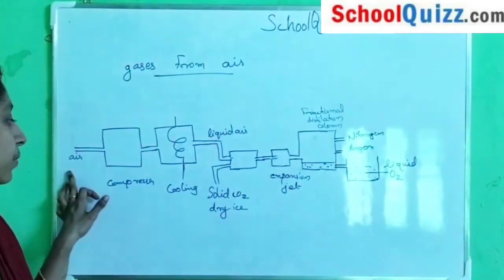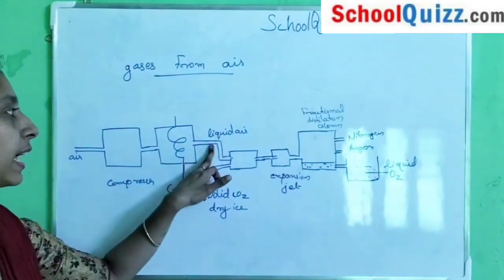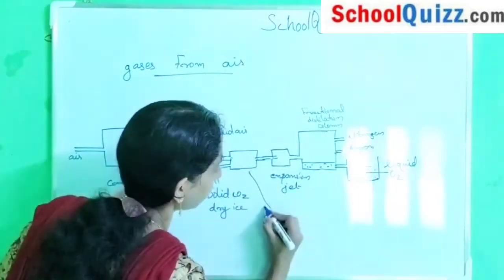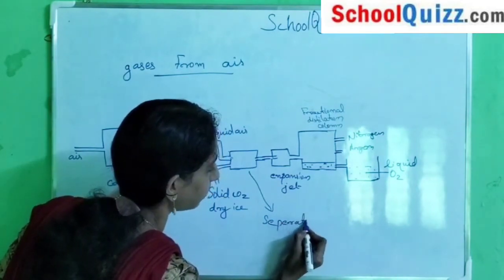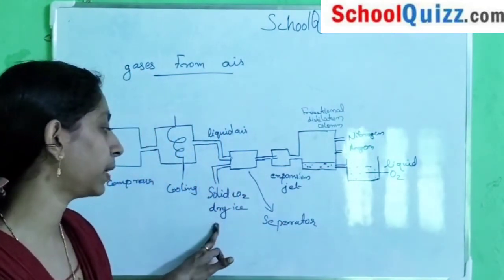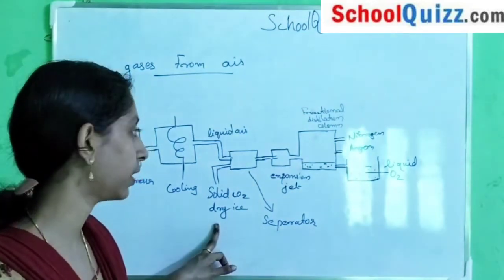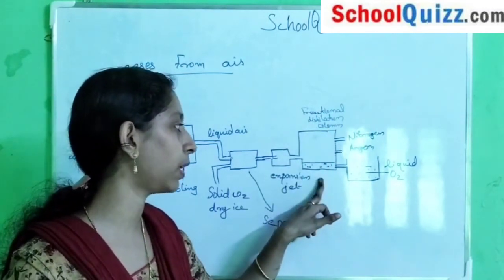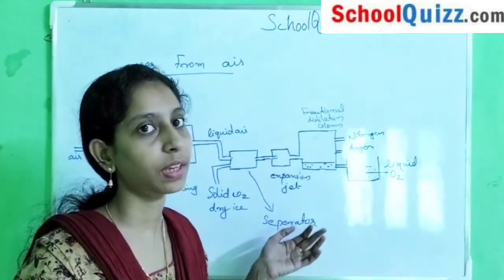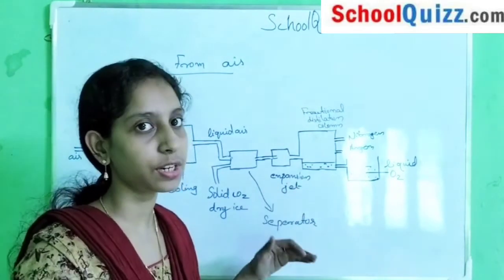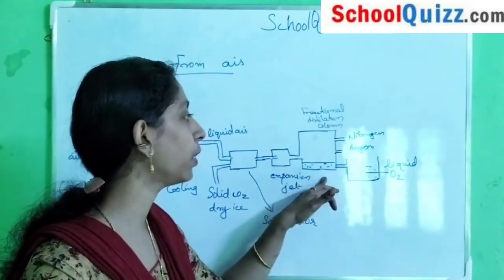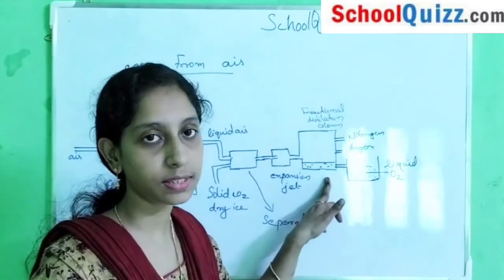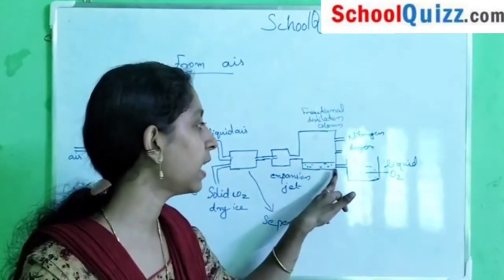What is the process? First we compress the air and cool it, and we get liquid air, which passes through a separator. Here solid carbon dioxide, that is dry ice, is separated, and the air passes through the expansion jet and the fractional distillation column. It slowly warms up, and repeated condensation and evaporation occurs. According to their boiling points we can separate the gases at different heights. Oxygen has the highest boiling point, so we can collect it in liquid form.